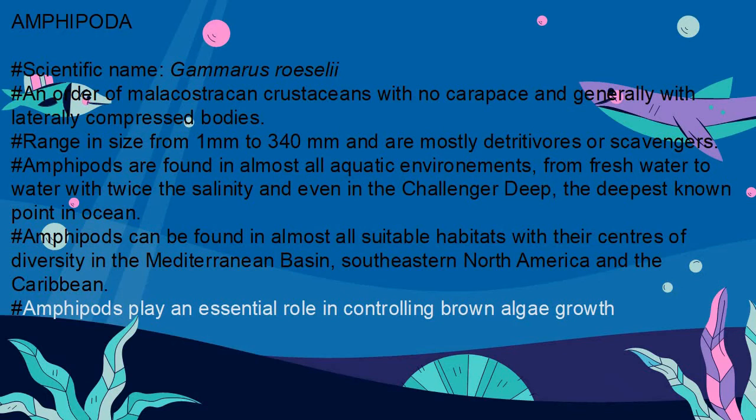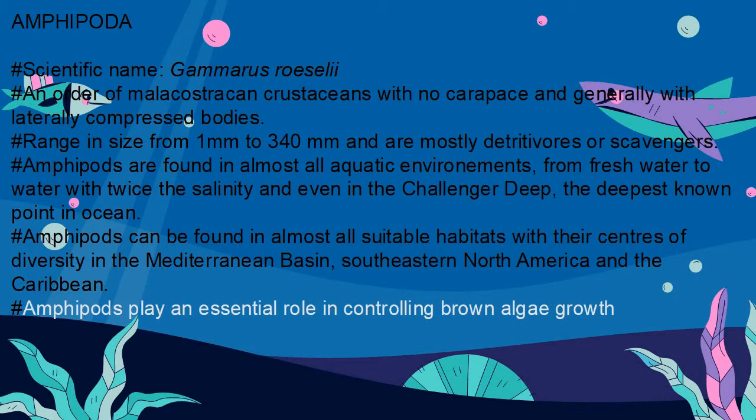The first marine life is the amphipoda. Amphipoda, scientific name Gammarus roeselii, is an order of malacostracan crustaceans with no carapace and generally with laterally compressed bodies. It can be from 1 mm to 340 mm, and it is mostly detritivores or scavengers. Amphipods are found in almost all aquatic environments, from fresh water to water with twice the salinity, and even in the Challenger Deep, the deepest known point in the ocean.